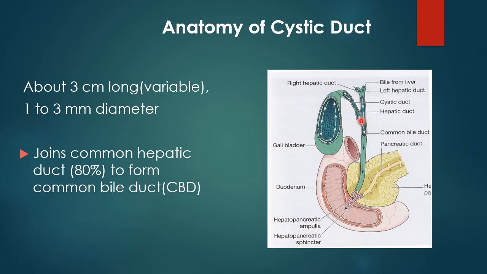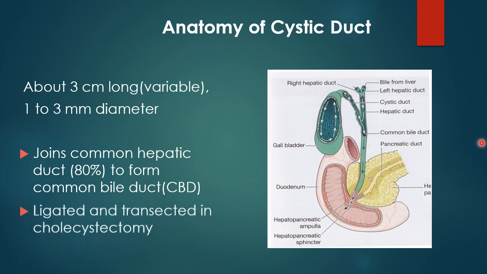But in a small number of patients, this junction can be anywhere between the common hepatic duct right until the lower end of the CBD. And this, as I say, is a very important duct that must be ligated and transected with great care during cholecystectomy, either open or laparoscopically.